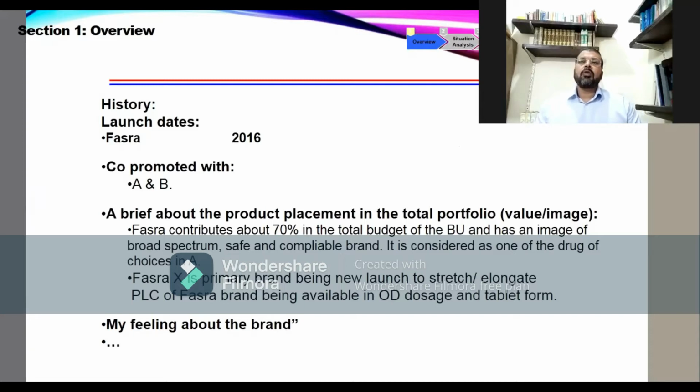Okay, then what are your feelings about the brand? Your feeling about the brand is how you feel about the brand which you are promoting, or your feeling about the campaign which is already in process, your feeling about the strategy, about the positioning statement, the opportunity. So you share your feeling about the brand.